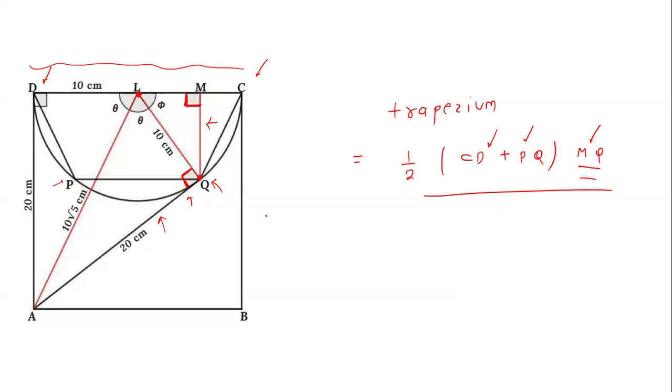Now we know that this whole length is 20 centimeter, which is also equal to 2 times the radius of the semicircle. So the radius of the semicircle is 10 centimeter. So LD and LC both are 10 centimeter, which is the radius of the semicircle. From the center to any point on the circle, this distance is also 10 centimeter.